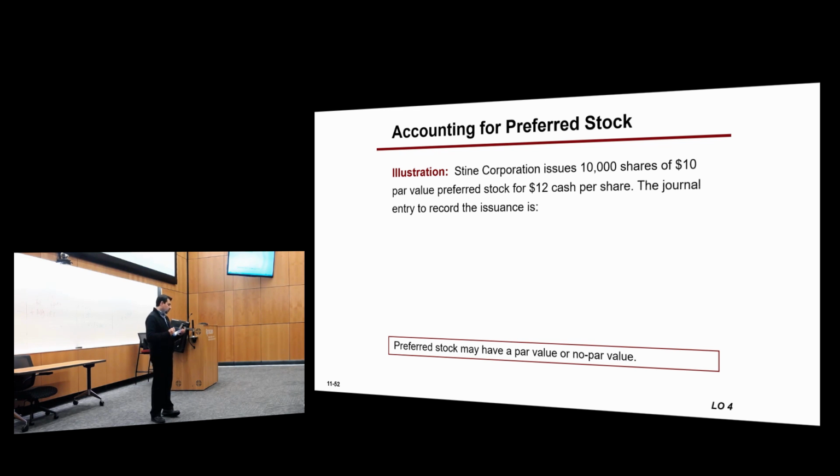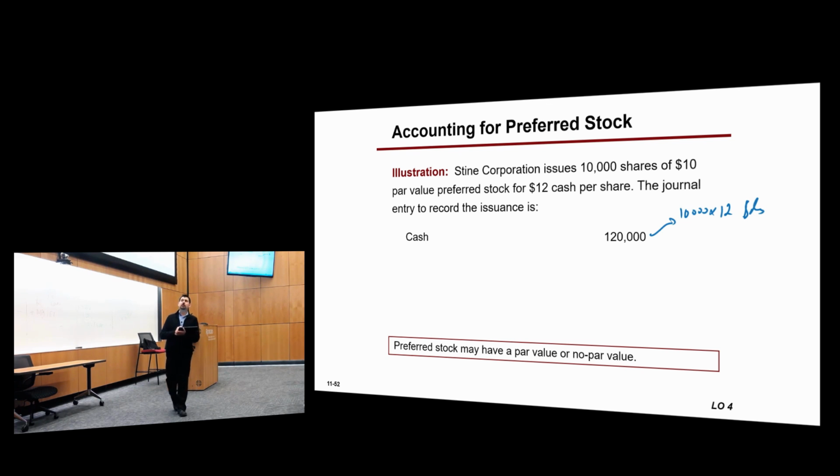So, Sign Corporation issues 10,000 shares of $10 par value preferred stock for $12 cash per share. What's the journal entry? The journal entry to account for the issuance of preferred stocks is basically the same as that of common stock. So in this case, how much did the company get in cash? 120,000. It's 10,000 shares multiplied by 12. So this is basically according to sales.